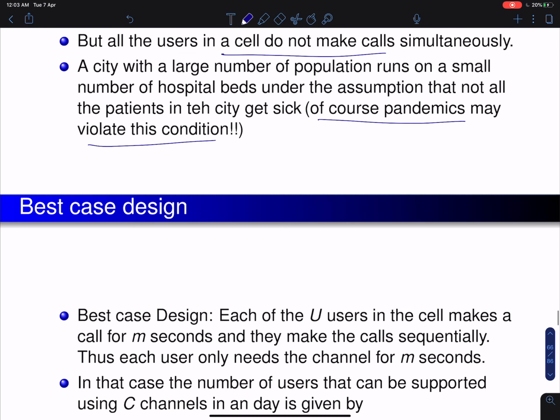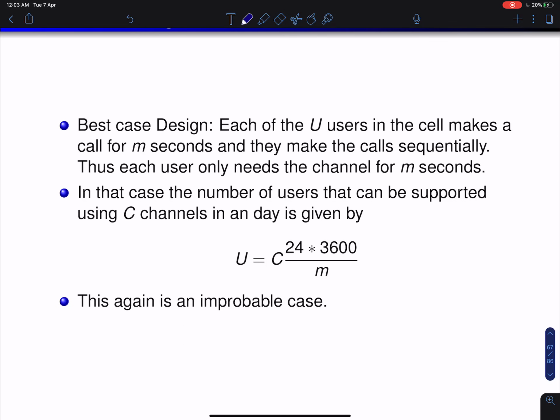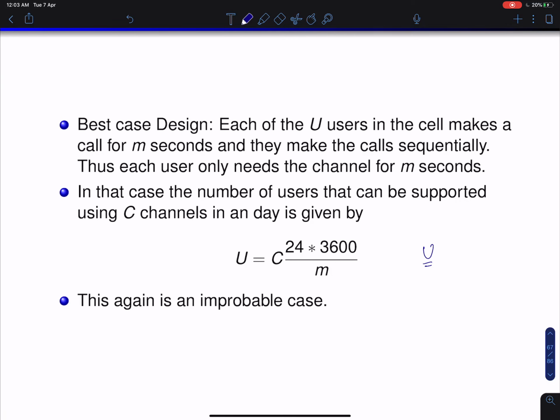Now we will go for a best case design. What I am going to assume is that there are U users in the cell, and we need to find how many users we can support. I have given you C channels. Each user is not going to use the channel throughout the day. I am trying to find how many calls can be put through in one day. Can the operator serve the community of people, and how many people can he serve if each one of them is going to make a call only for m seconds? He is going to talk only for m seconds.